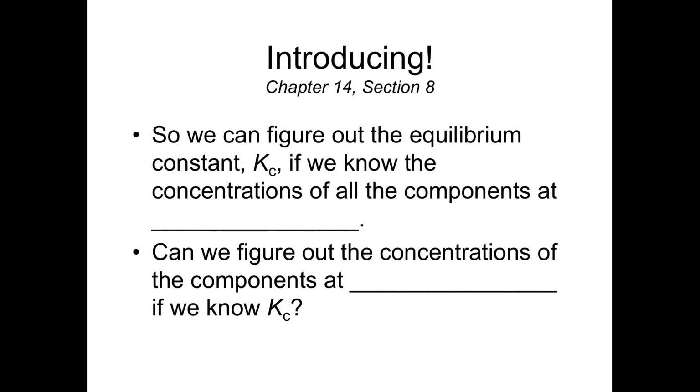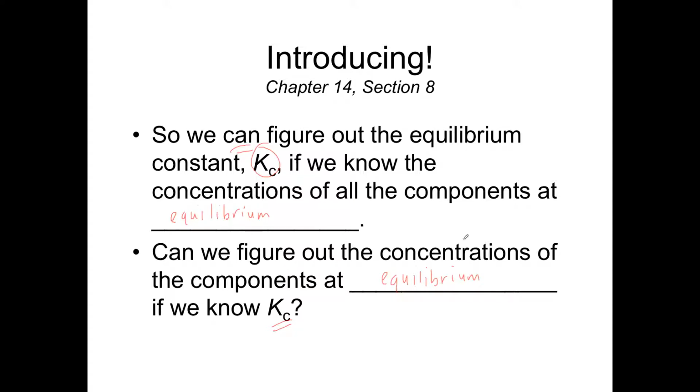Okay, so we found out in section 14.6 that we can figure out the equilibrium constant, Kc, if we know the concentrations of the components at equilibrium, right? That's what Kc is, that's an equilibrium. Okay, the next question for this section is, and it's a big one, can we figure out the concentrations of the components if we know Kc? Well, yes, we can, if the system is at equilibrium.